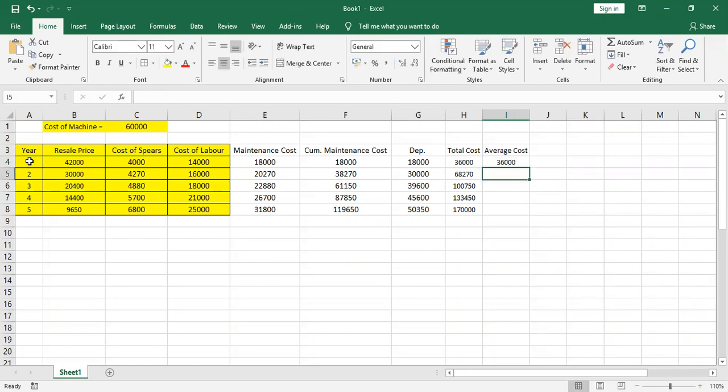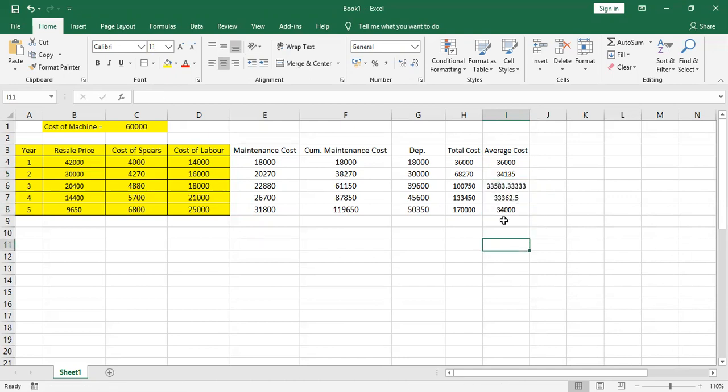But 68,270, the total cost, it is the total cost for 2 years. So what is the total cost per year? We will calculate 68,270 divided by 2. So it comes to 34,135, right? So similarly we will calculate average cost.